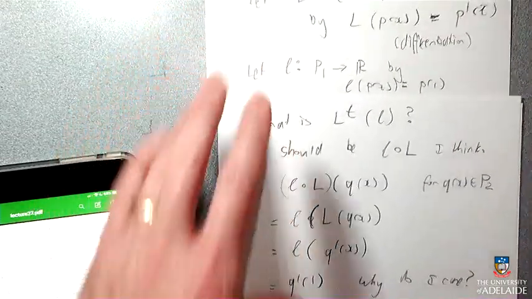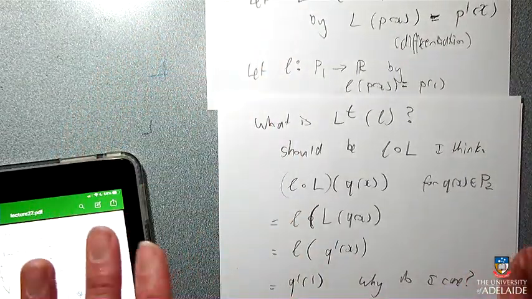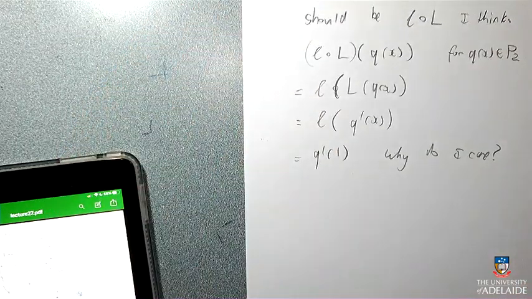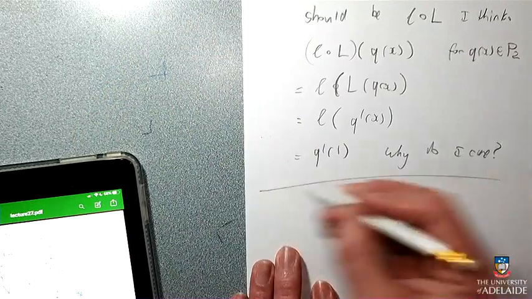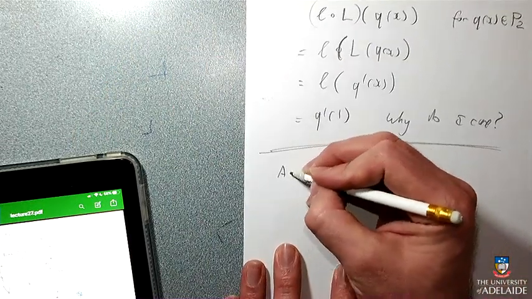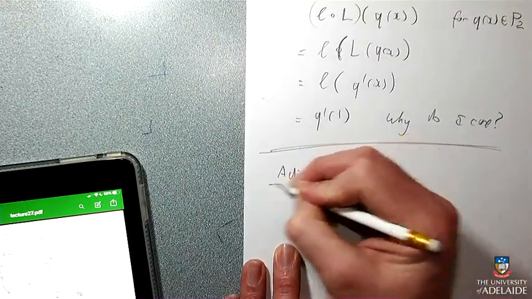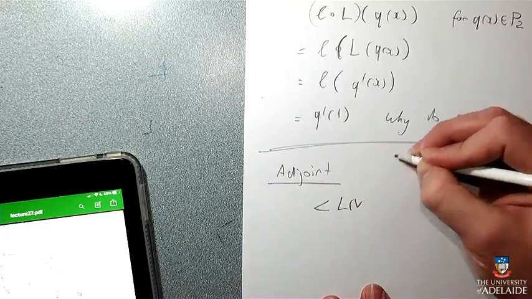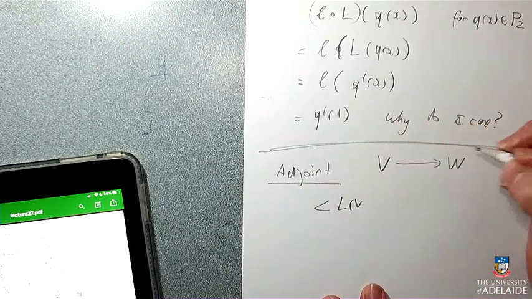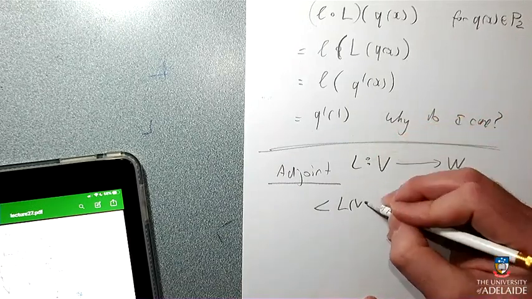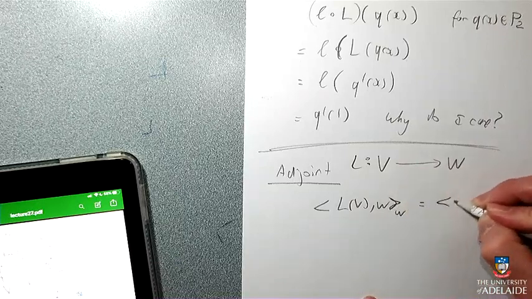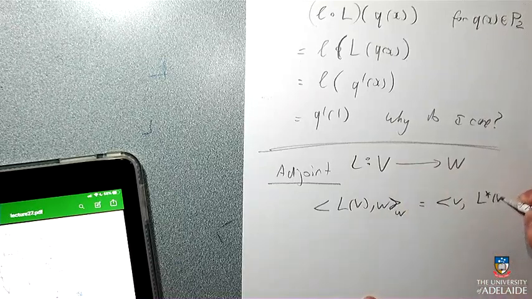So I think this is as stupid as it looks. It is exactly as it looks, but it's the adjoint that's the really interesting one. So we have a V going across to a W, which is what L does.